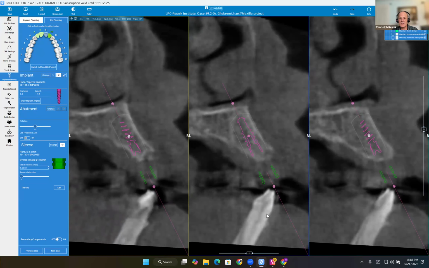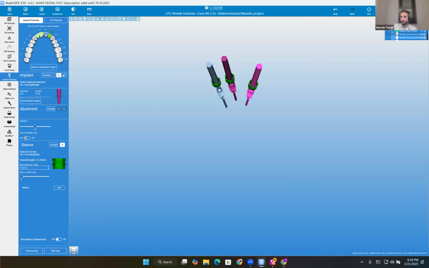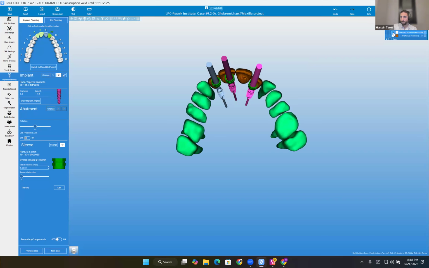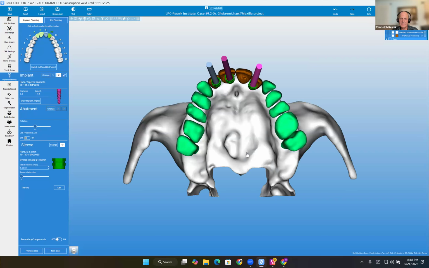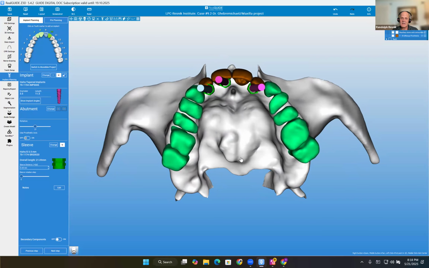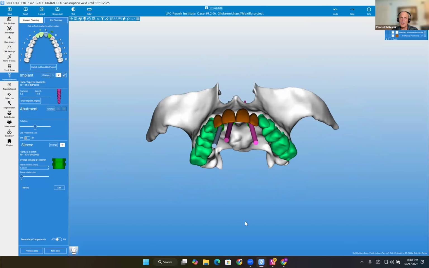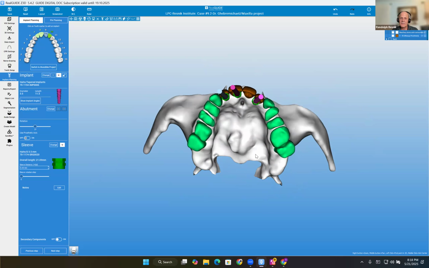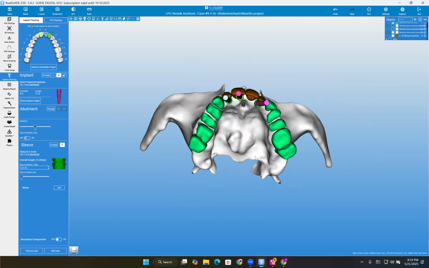Perfect. Can you show me those coming out with respect to where the teeth are? Yes, sir. Oh, perfect. Wow, Doc, this is going to be a nice case. Very nice case. So, you grafted this how long ago? Last year, April of 2024. Okay. So, you grafted real well, so it looks nice.